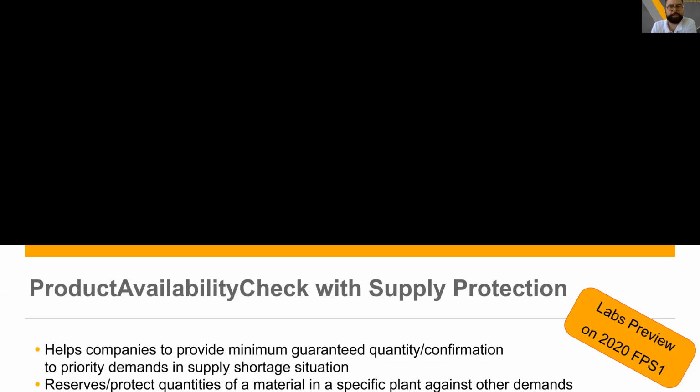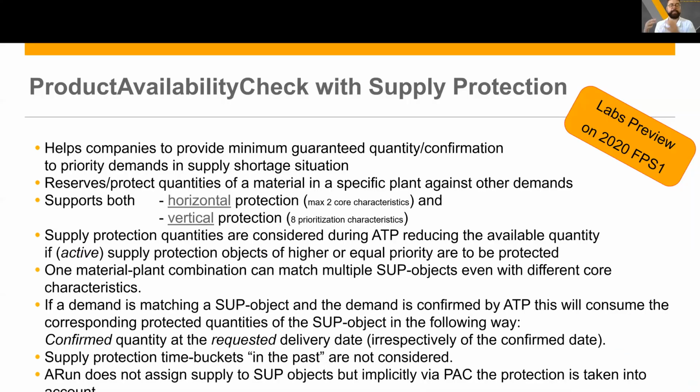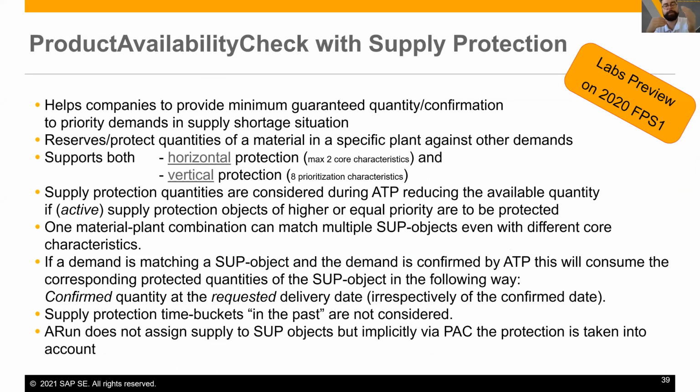The supply protection actually is a new feature that is incorporated into the product availability check and allows, in contrast to the product allocation, where you model some kind of an upper boundary of what confirmation is, what maximum can be confirmed, the supply protection is able to model some kind of a minimal boundary, so a lower boundary, what should be reserved minimum for requirements with certain characteristics.